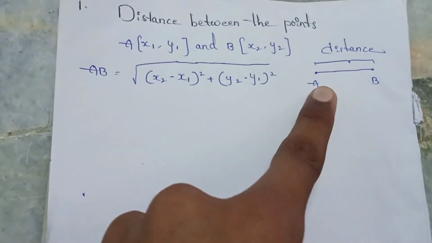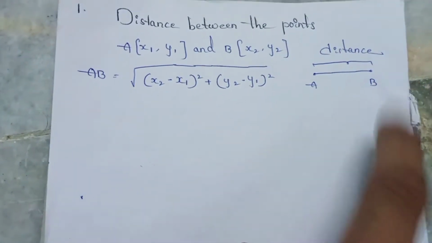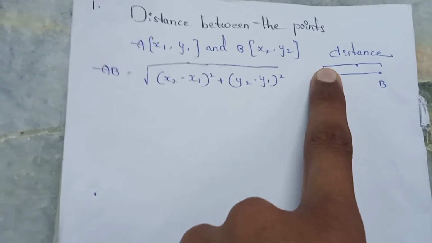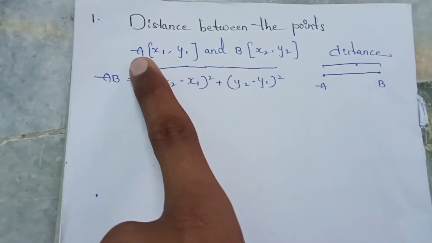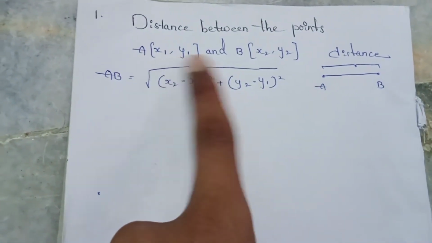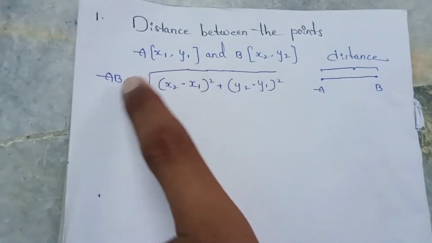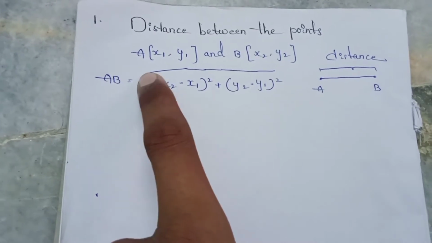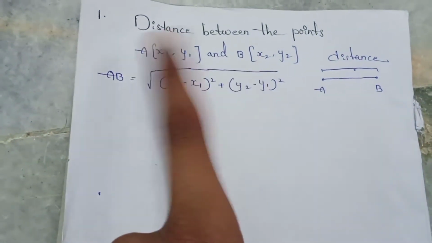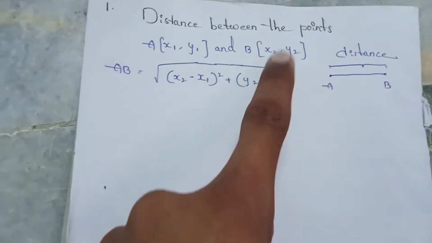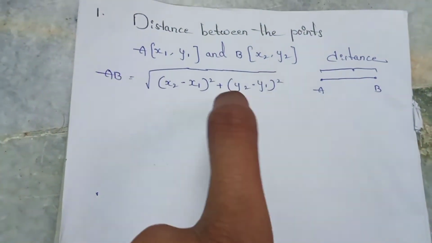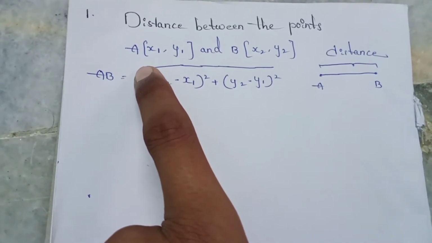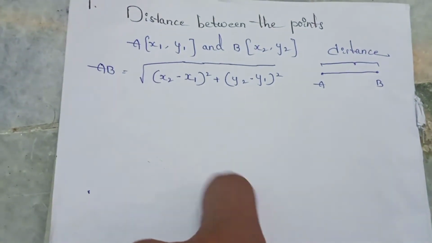I am taking point A and point B. Between these is what is called the distance. Now A containing x1, y1 and B containing x2, y2. The distance between the points formula is AB equals root of (x2 minus x1) whole square plus (y2 minus y1) whole square. When you start doing exercise problems, then only you can understand this formula.